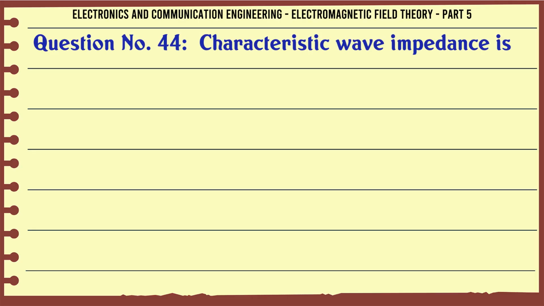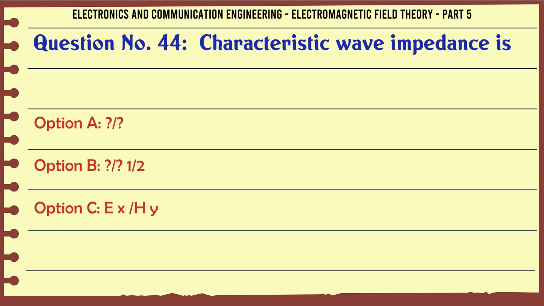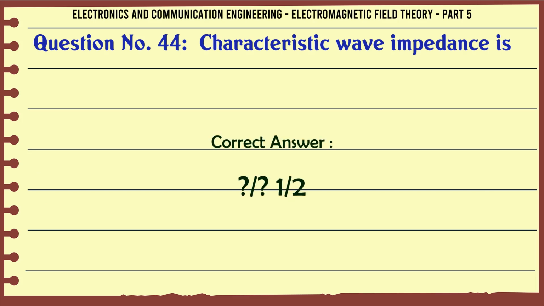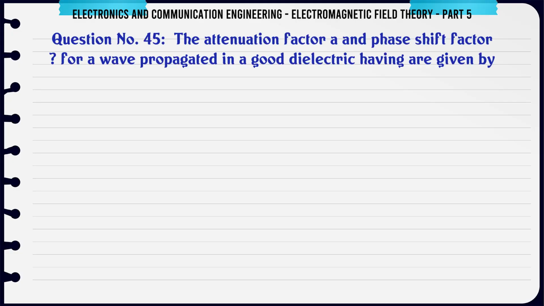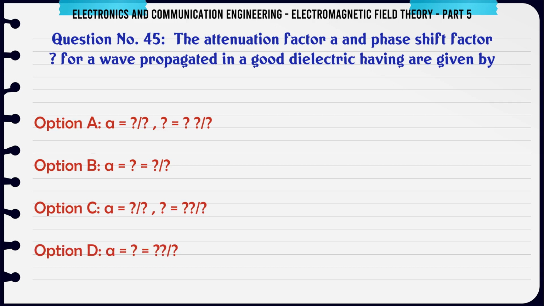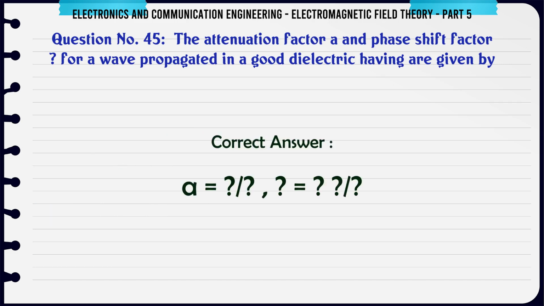Characteristic wave impedance is A. B. 12, C. EXHY, D. HYEX. The correct answer is 12. The attenuation factor A and phase shift factor for a wave propagated in a good dielectric are given by A, B, C, D. The correct answer is A.